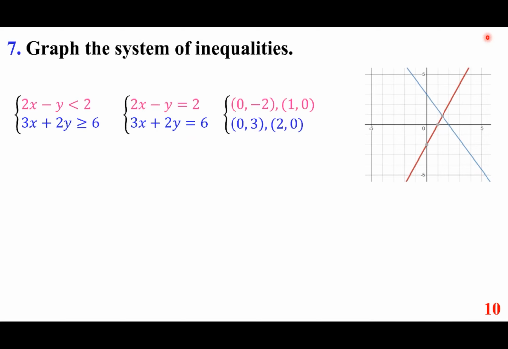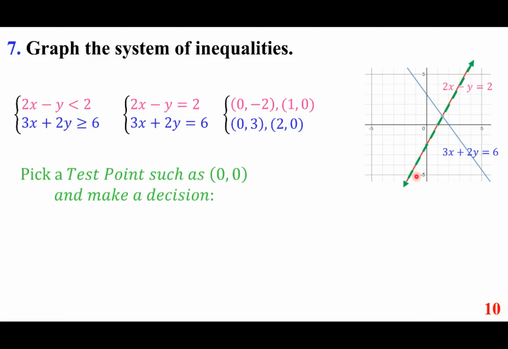First and foremost, we write the equation of a line. Those are the lines, not the inequalities. If you go back to this, this has the equality, the blue one, so it's solid. This doesn't have the equality, so it's a dashed line. The very first thing, make the red line a dashed line. Then you pick a test point such as 0, 0, and you check with each one.